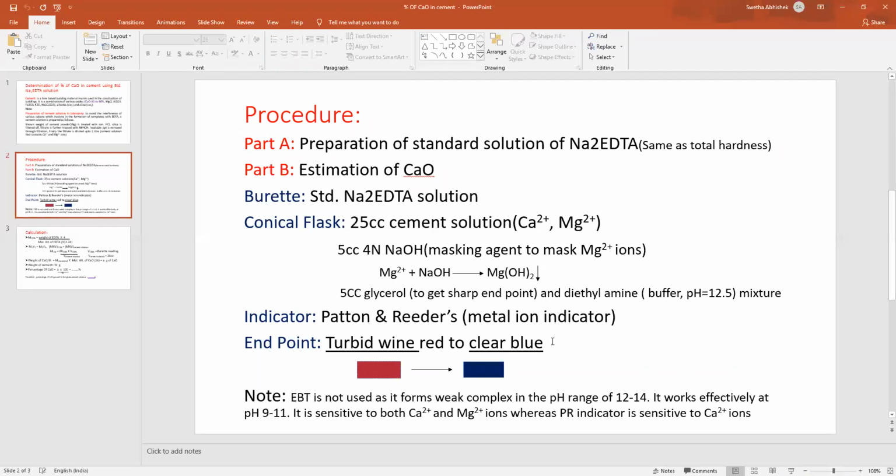Now, if it comes to indicators, what type of indicator do we use in the cement experiment? A metal ion indicator, that is Patton and Reeder's. Even in total hardness we used a metal ion indicator, that is Eriochrome Black T. But Eriochrome Black T indicator cannot be used in the cement experiment. You just follow the note written here. This is because even though EBT is a metal ion indicator, it cannot be used in the pH range of 12 to 14.